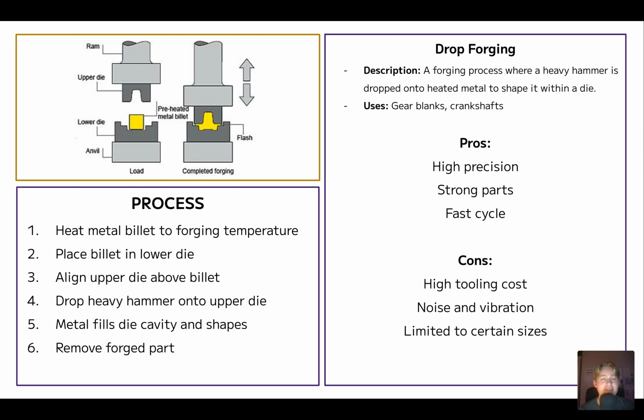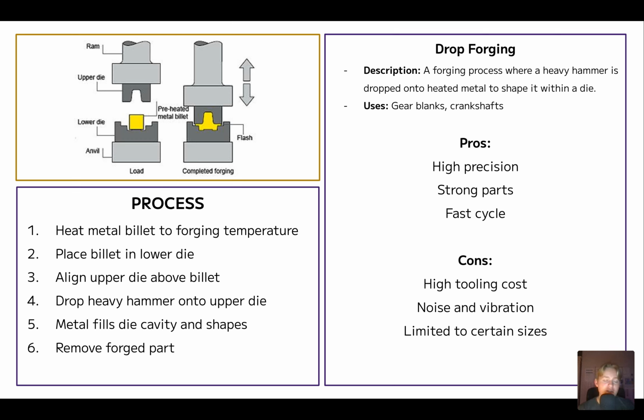The cons of it, though, is that we need to create a really expensive piece of tooling that is heat resistant and can withstand the high temperature of the metal billet. And there's also a lot of noise and vibration that may create inconsistencies within the material and the part. And we're limited to a certain size because of the size of the press, but also because of the expense of the tooling, which makes it inappropriate for larger parts.